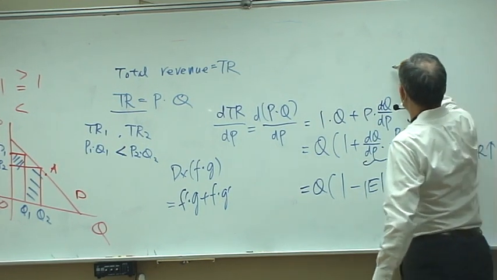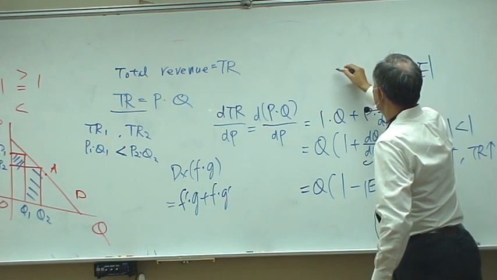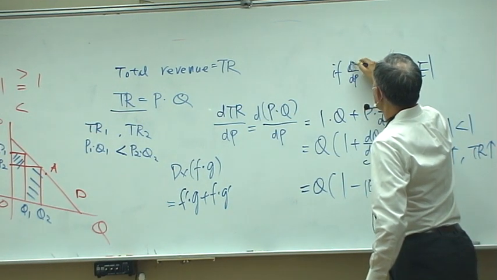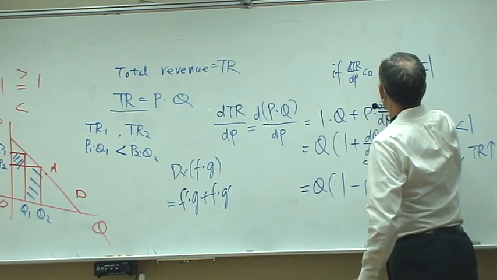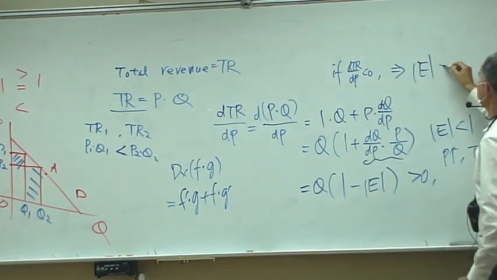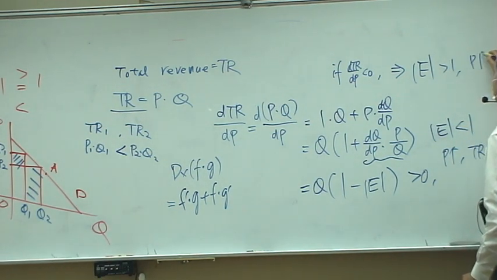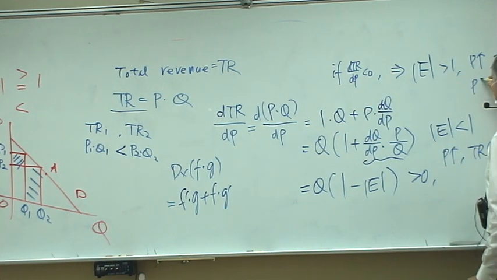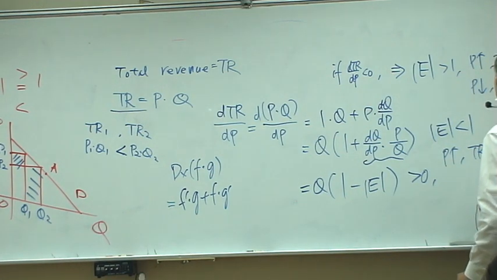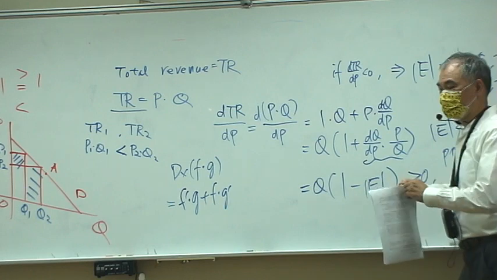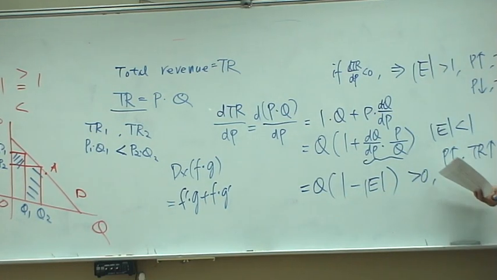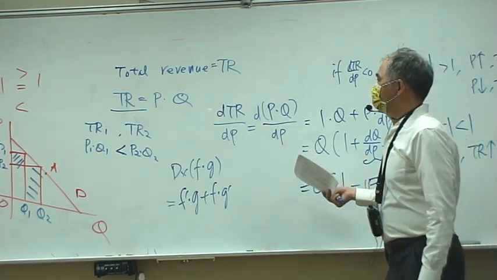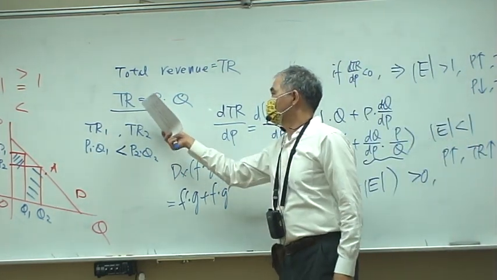If dP, dTR is less than 0, it means this is greater than 1. So when P goes up, TR goes down, and when P goes down, TR goes up, right? So this is another way to show you the relationship between P and total revenue.